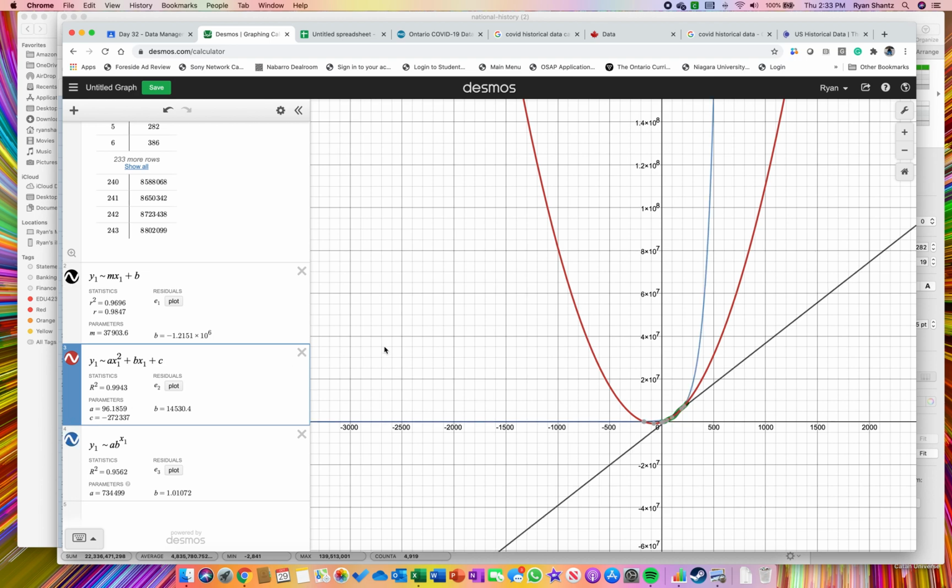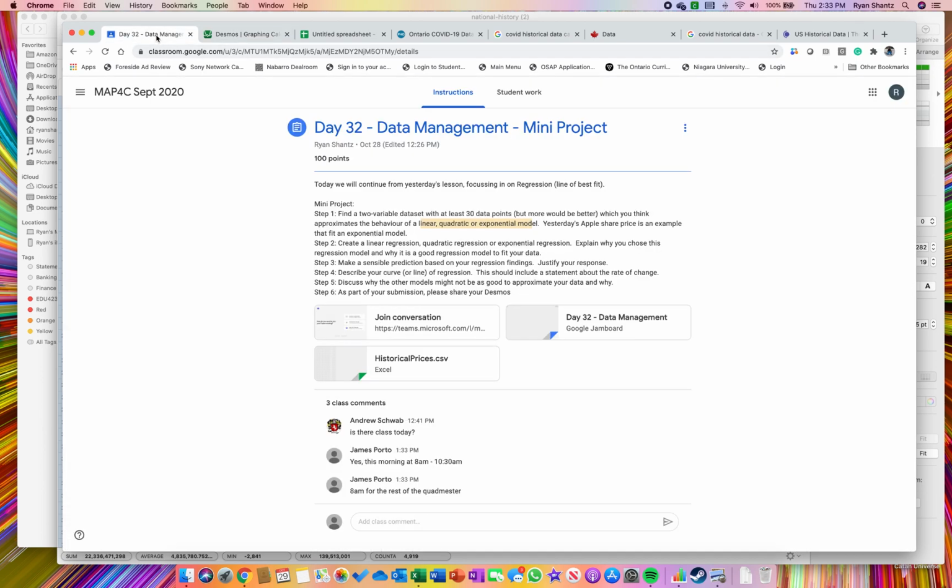Let me put these back on. But this is how you'd carry out a regression, and you would talk about how this graph fits your data, or how this quadratic regression approximates your data. Okay, so that's step 2. Create a regression, explain why you chose this and why it is a good regression model to fit your data. Make a sensible prediction on your regression findings, justify your response.